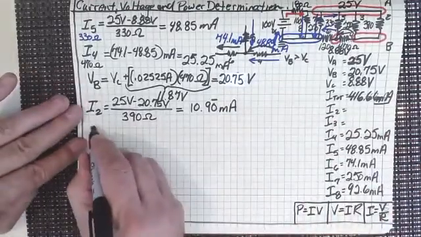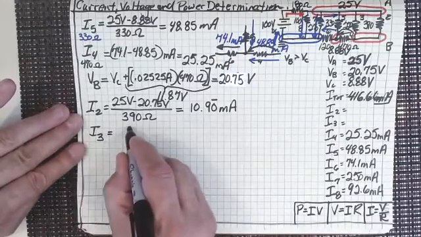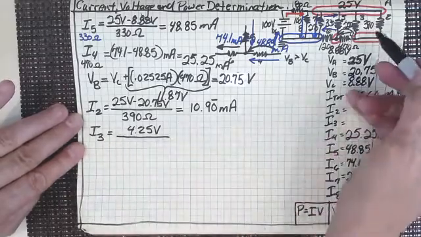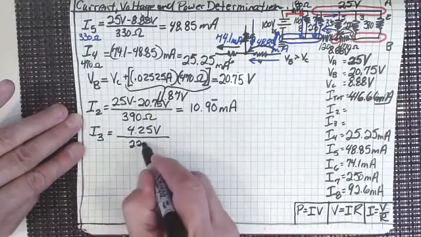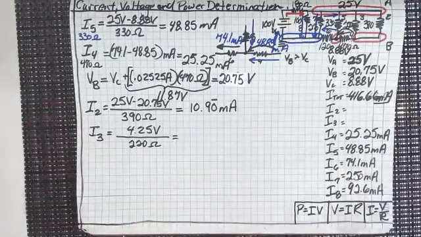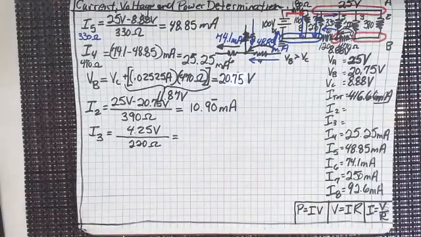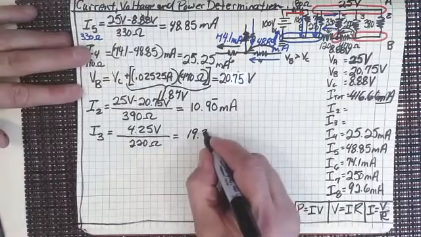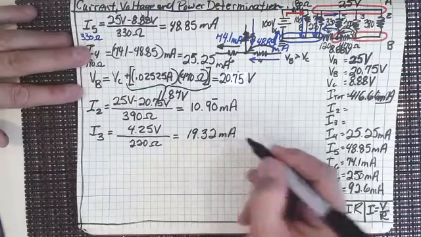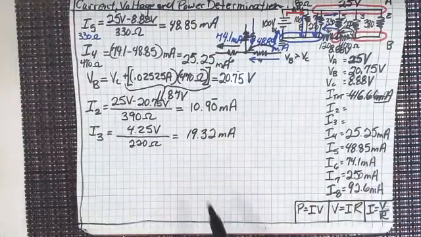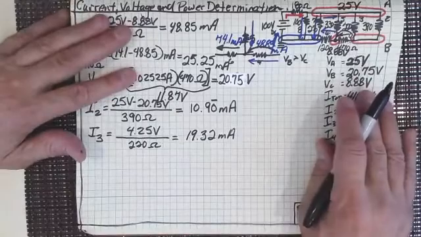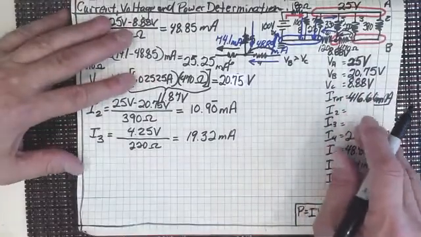Okay, and then we can do I3 because we've got the same thing. We've got 4.25 volts. That's our voltage differential on top. And then instead of 390, that's going to be 220 ohms, right? So 4.25 volts divided by 220 ohms is 19.32 milliamps. Everybody just assumes the 2 is always just the 0. That's why you put a line over the 0. You'll see that in plans and stuff like that throughout your life.